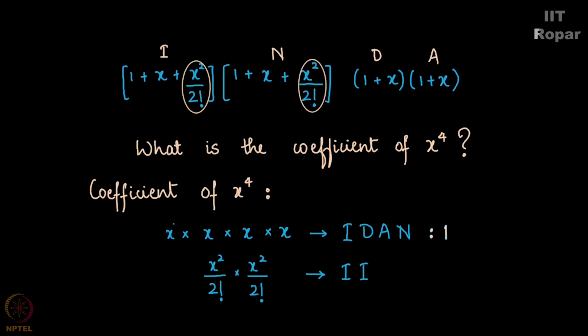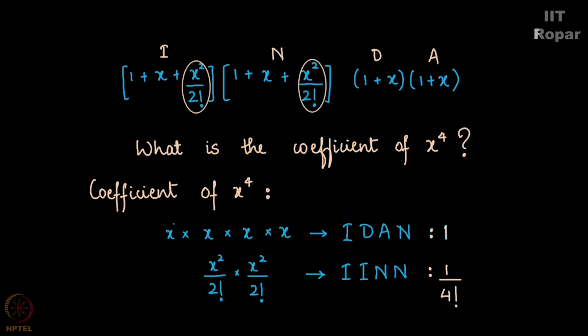If you pick x square, it means I is repeated twice. And again you pick x square from the last one, and you pick 1 and 1 from D's house and A's house, which means D is not picked, A is not picked, I is picked twice, N is picked twice. So it is IINN, and with that comes divided by 2 factorial into 2 factorial. So the coefficient of x to the power of 4 when it's picked this way, corresponding to IINN, will give you x to the 4 by 2 factorial into 2 factorial.